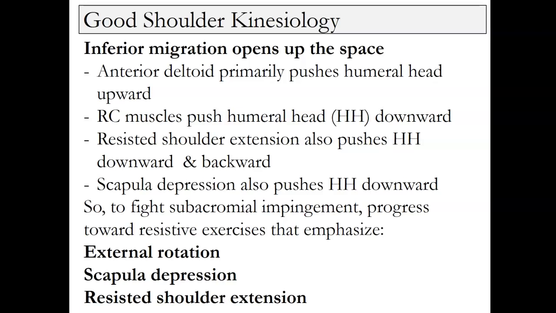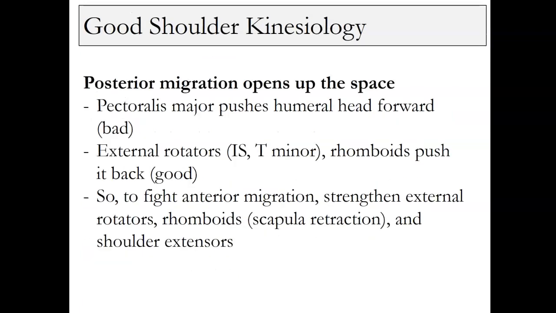Scapular depression also pushes the humeral head down. So to fight subacromial impingement, progress toward resistive exercises that emphasize external rotation, scapular depression, and resisted shoulder extension, because external rotation, scapular depression, and shoulder extension open up the space. Posterior migration, pulling it down, opens up the space.